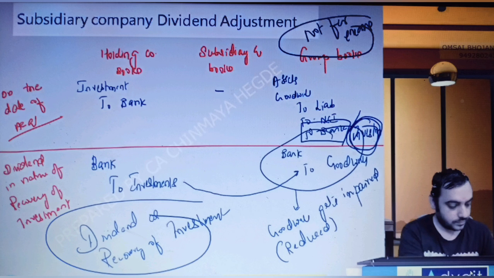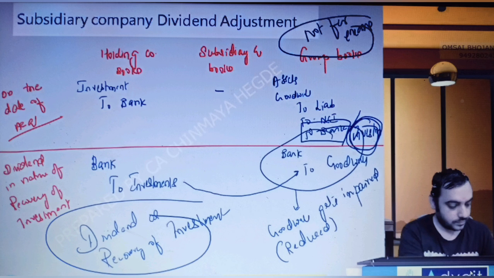Will the standard allow it? For that only I have included this paragraph. This is from Ind AS 36, about impairment. Let's see what the standard says. Dividend from subsidiary, jointly controlled entity or associate. For an investment in a subsidiary, jointly controlled entity or associate, the investor recognizes dividend from the investment when evidence is available that dividend from the investment.